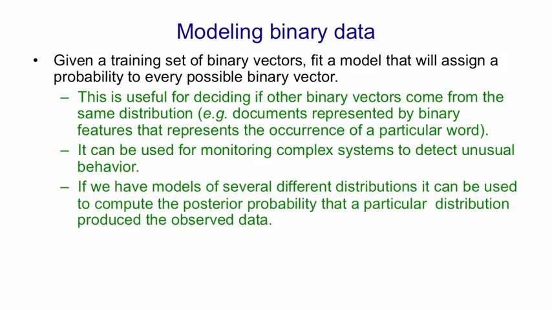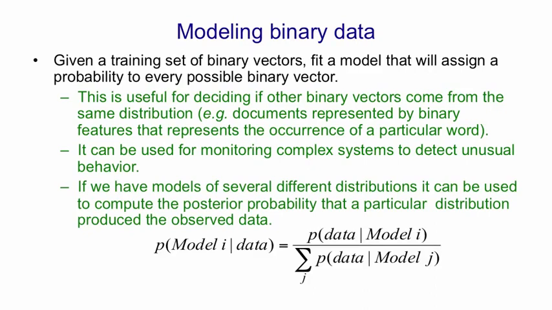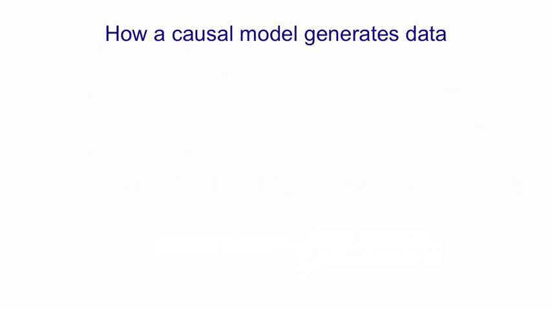If you have models of several different distributions, you can compute the posterior probability that a particular distribution produced the observed data by using Bayes' theorem. So given the observed data, the probability it came from model i, under the assumption that it came from one of your models, is the probability that model i would have produced that data divided by the same quantity for all models. Now I want to talk about two ways of producing models of data, in particular of binary vectors.